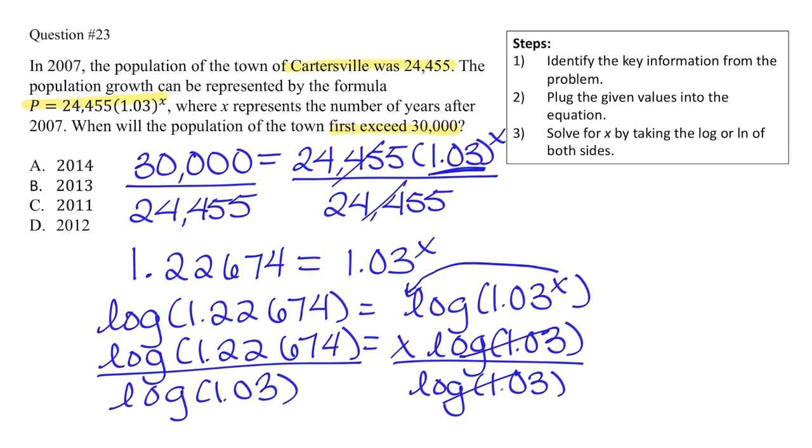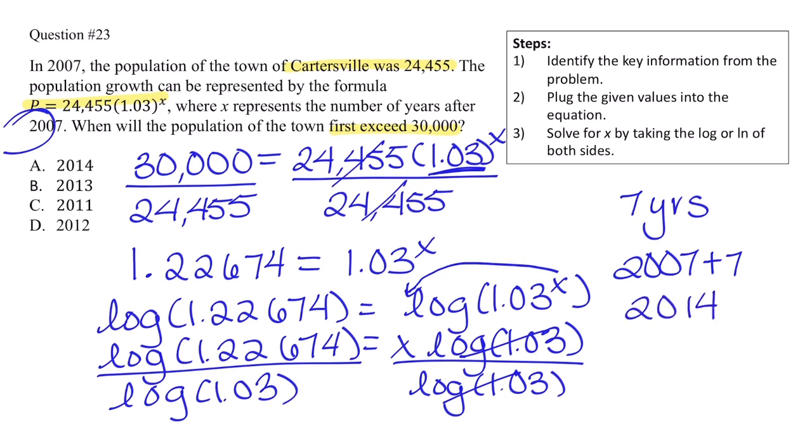And that gives us 6.9. So I'm just going to go ahead and round that to 7 years. And notice that is the number of years after 2007. So 2007 and then 7 years later is going to be the year 2014. So that's going to be answer choice A. So that's how you figure out the solution to this problem.